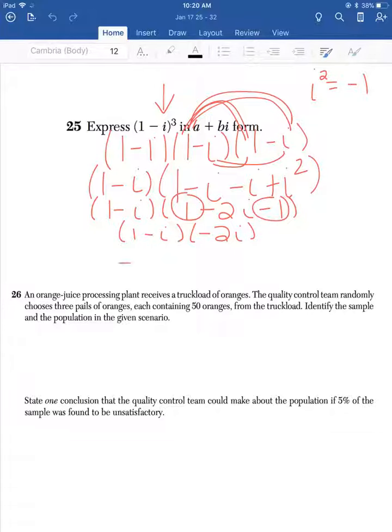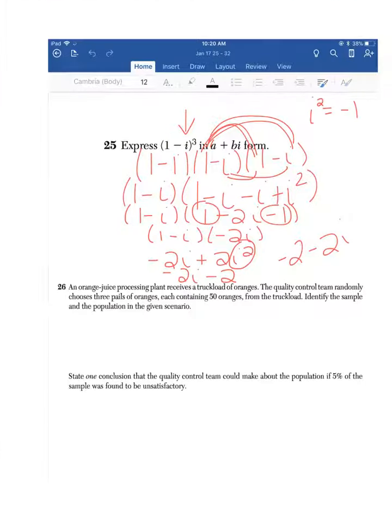So this becomes -2i plus 2i squared. Again, i squared is -1, so this is -2i minus 2. The only thing is that because this says a plus bi form, it should be -2 minus 2i as your answer. You want your i value to come second. And that's it for number 25.